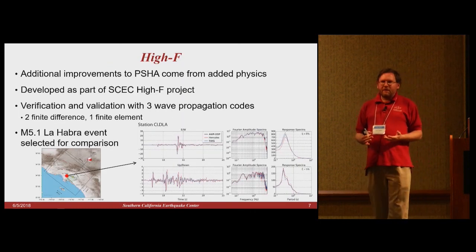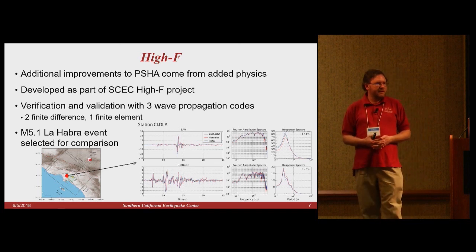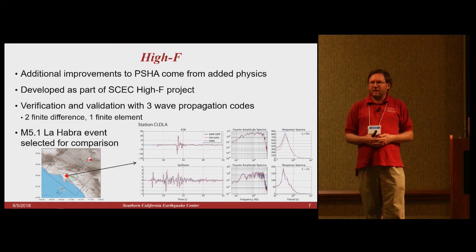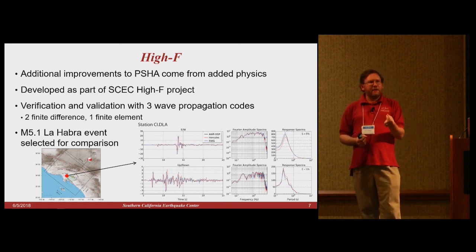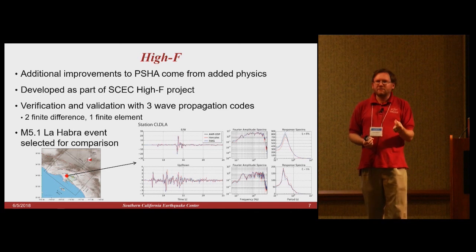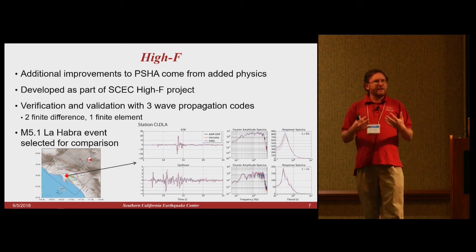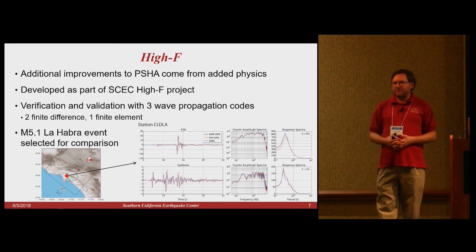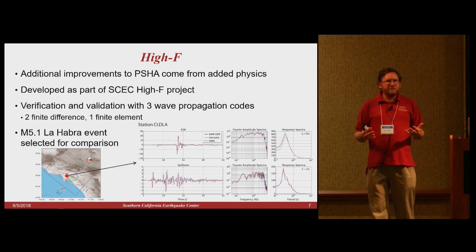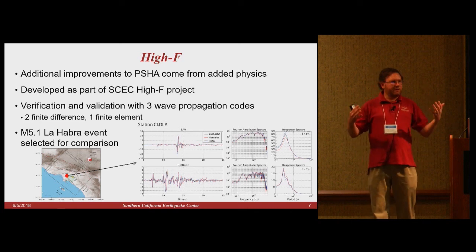The second element that we've been working on to improve our overall PSHA calculations is to improve our simulations. Is to say, okay, you've got this earthquake, you need to figure out how much ground motion it's going to cause. And so we do that by doing a wave propagation simulation. And so that's the second element that we've been working on improving, is improving the accuracy of those wave propagation simulations. We do this via what we call the HiF project, which stands for high frequency, meaning high seismic frequency.